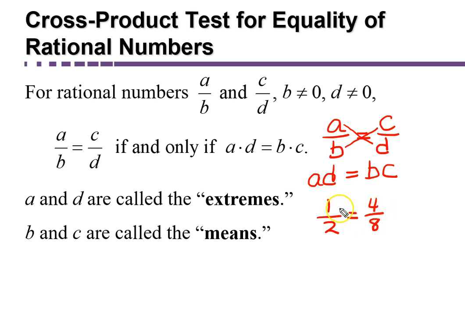And let's try the test. So 1 times 8 would be 8, and 2 times 4 would be 8. And that's what they're illustrating here.